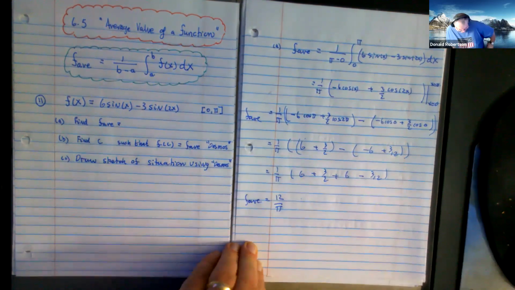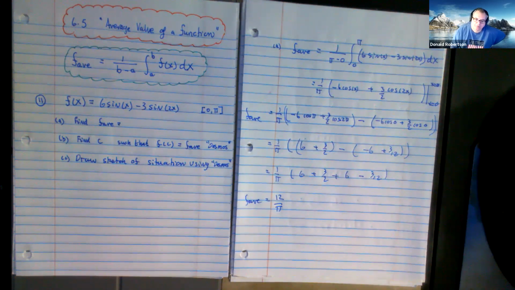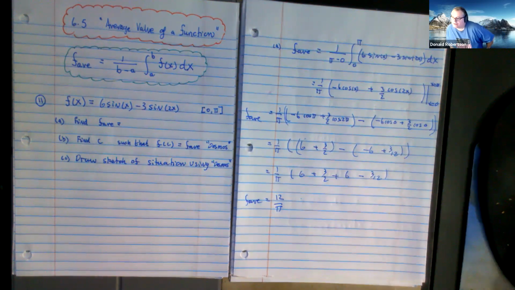The average value of this function is 12 over pi. We okay with that question? Always be on the lookout for me making arithmetic mistakes, but it looks good, doesn't it?